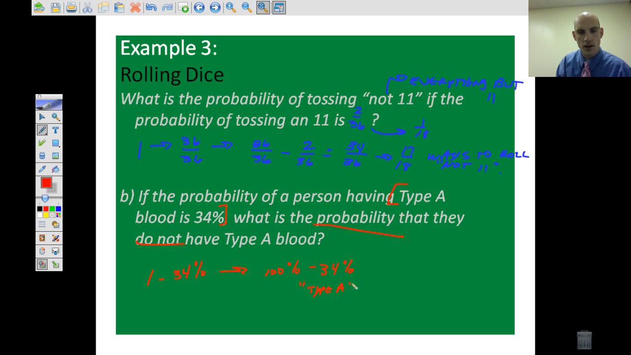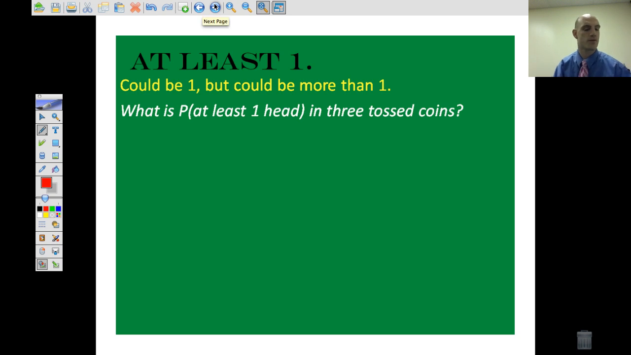And what's left over is everything else. So there's a 66% chance that they do not have type A, because we subtracted the chance that they do have type A. Okay, so instead of considering type B, type O, type AB, type A negative, type B negative, all of those possibilities, we said just take away what you want and whatever's left is what you are looking for.